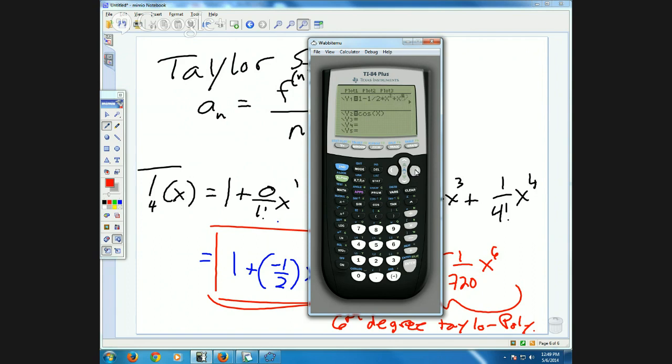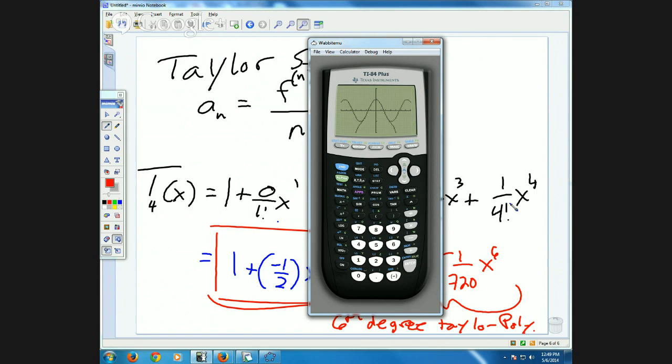which we believe, we didn't really calculate it, but we're guessing based on the pattern, that it is minus x raised to the 6th over 6 factorial, which we believe to be 720. I'm pretty sure that's right. Graph. Okay, here comes the 6th degree Taylor polynomial, and it should hug the cosine a little longer than the 4th degree did.